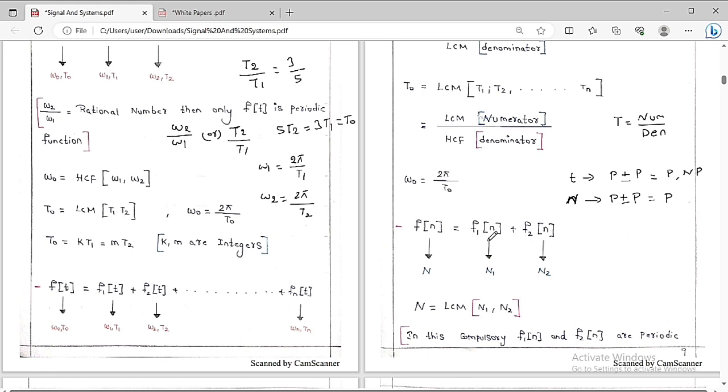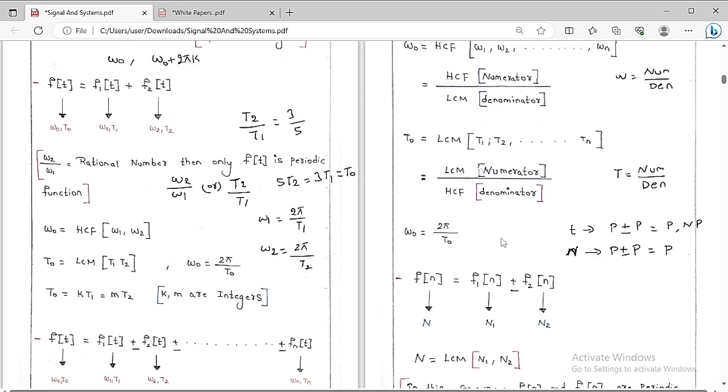So therefore we can say, suppose f1 of n is a periodic signal having a period of n1, and f2 of n is also a periodic signal having a period of n2. Either you are doing addition or subtraction. In the previous two cases also, you can do addition or subtraction. Here I have written plus or minus. So here also, plus or minus. The concept holds for plus as well as minus.